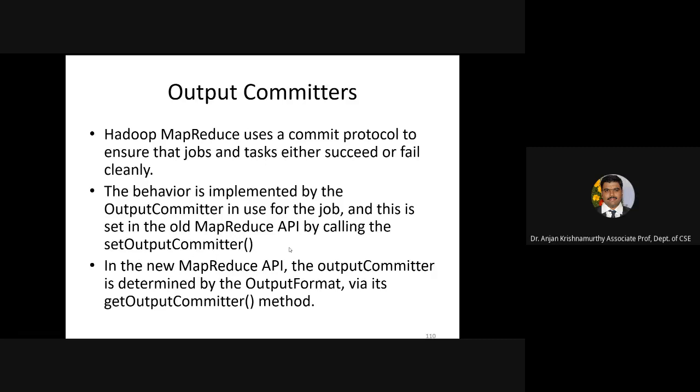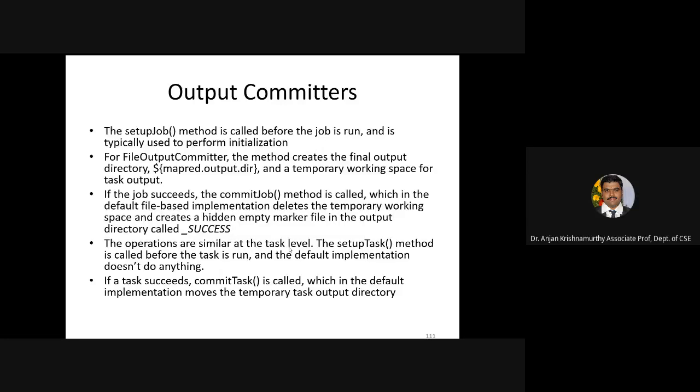There are different methods used in this. One is the set output committer method, and the other is the get output committer method. The set output committer method is used for setting the job output commit format. The get output format method determines what output format is used for that particular job. The output committer is set at the time of job run itself. It is configured when the job configuration happens, when the job setup basically happens.